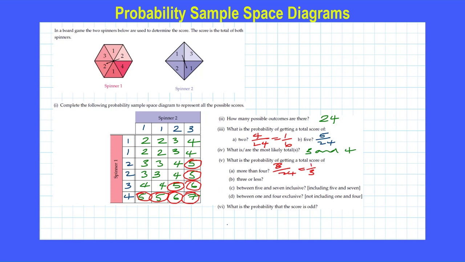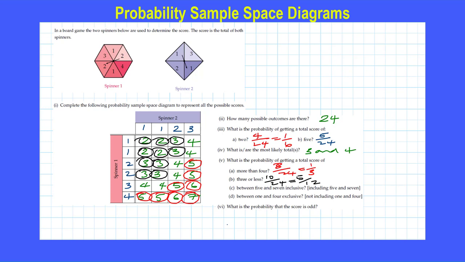And similarly, this time 3 or less. Now that's going to include the 3. So we count anything that's a 3 and below. So we circle all of those. We count them up. We find there's 10 of them out of the 24. So that simplifies to 5 over 12. And notice we're given answers as fractions.